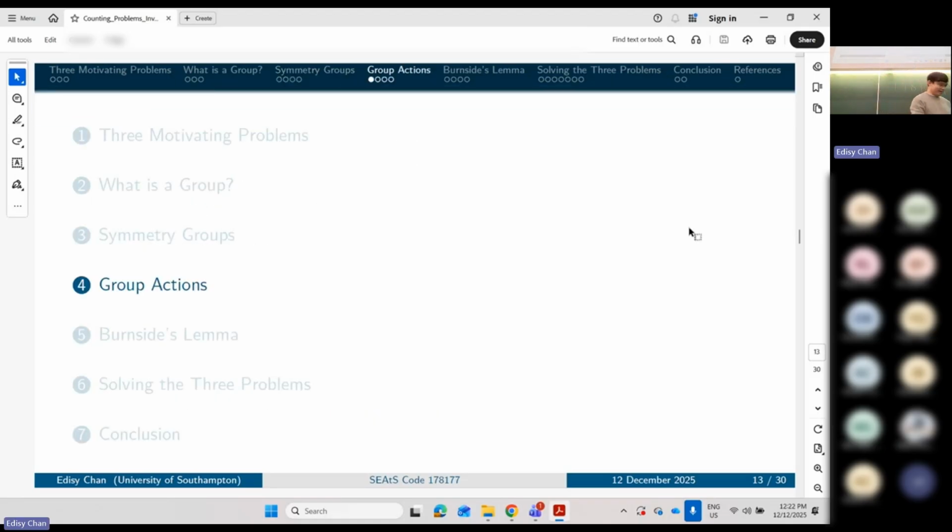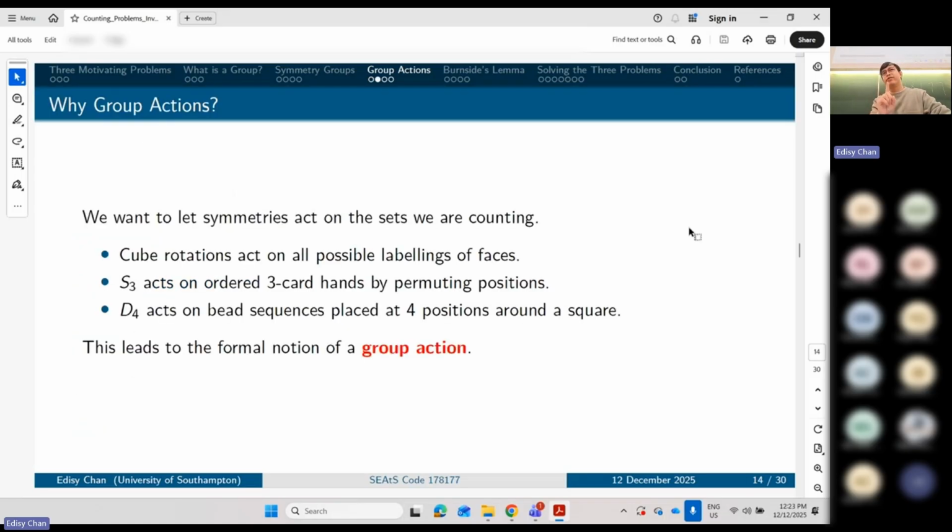Now we have a vague idea of what a group is, and what a group could do to help us solve counting problems. That is another question, right? Now let me introduce one more new idea, and after that we're going to a very powerful formula, where basically one formula solves all the cases. Cool.